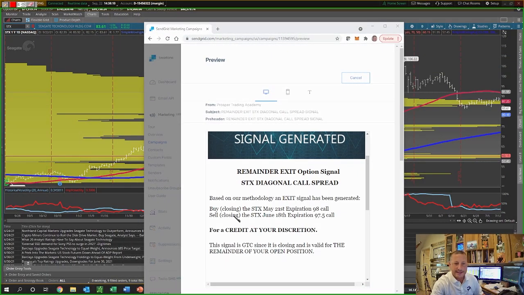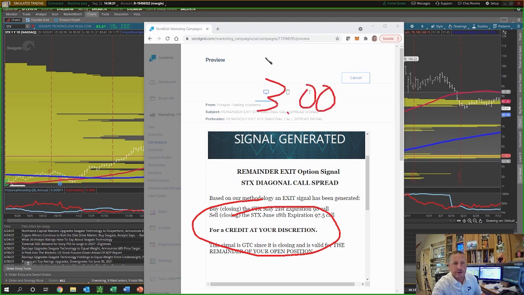And we sent this out. The stock had rallied so much to sell at your discretion. Well, we sold this thing out for about $3, the remainder of our position. Remember, we got in for 95 cents.